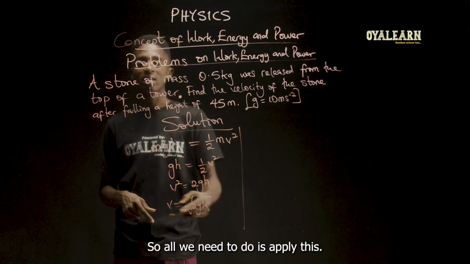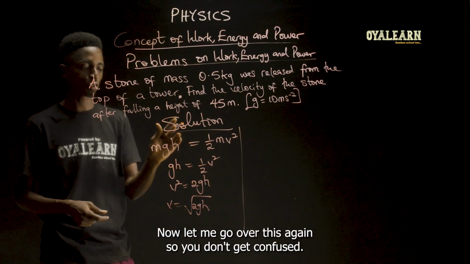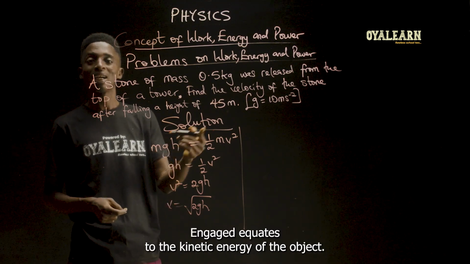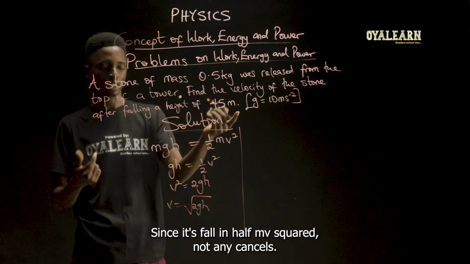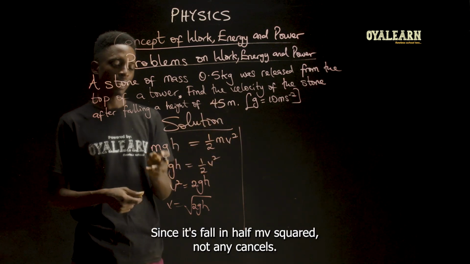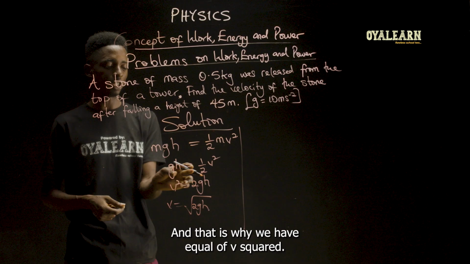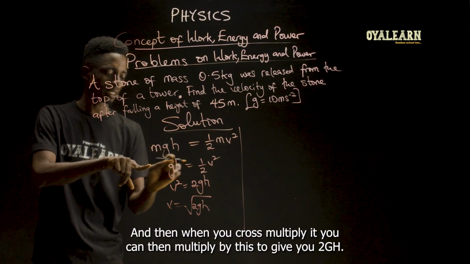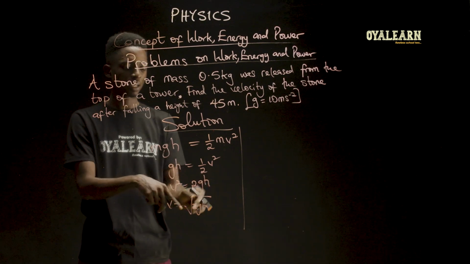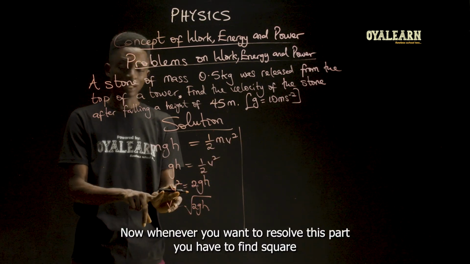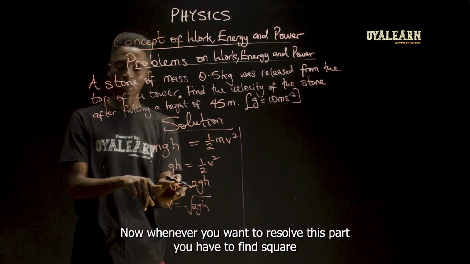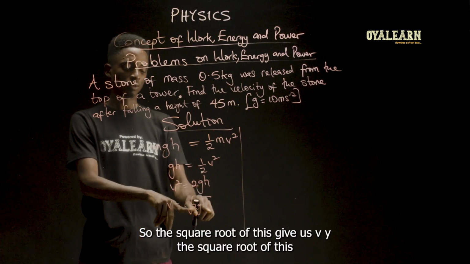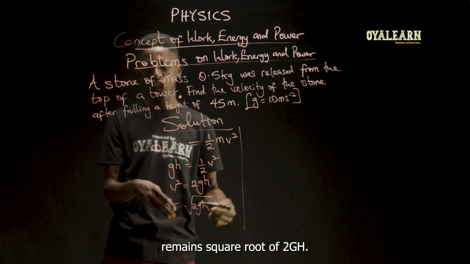So all we need to do is apply this. Now let me go over this again so you don't get confused. This is the work done here, mgh, equated to the kinetic energy of the object. Since it's falling, half mv squared. Now m here cancels m, that is why we have gh equals half v squared. And then when you cross multiply here, 2 comes here and multiplies by this to give you 2gh, and this remains v squared. Now, whenever you want to resolve this part, you have to find the square root of both sides. So the square root of this gave us v, while the square root of this remains square root of 2gh.